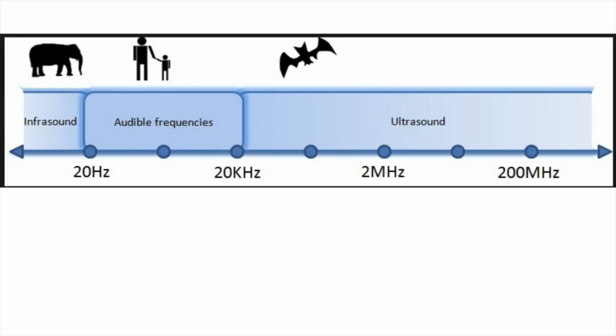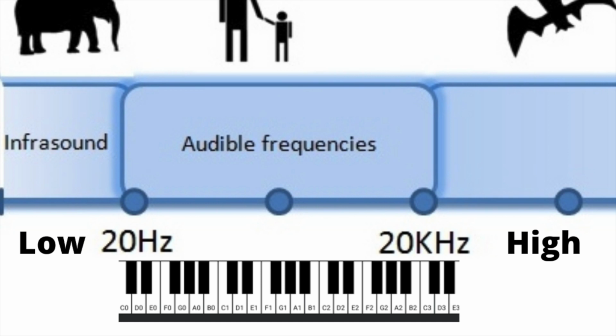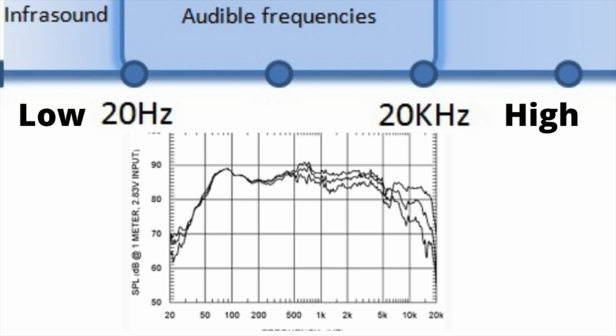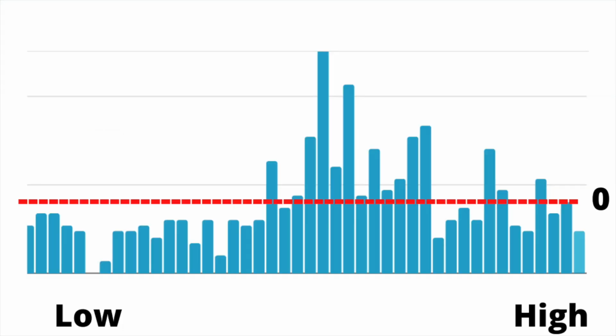In this first example, you will see the audible frequencies for human beings, 20 Hz to 20 kilohertz. Those are the audible frequencies that you hear. Anything below 20 Hz, you don't hear, you feel. In my example here, 0 represents the volume that your speakers are at. You're trying to get as many frequencies as possible to be flat upon that 0 line.